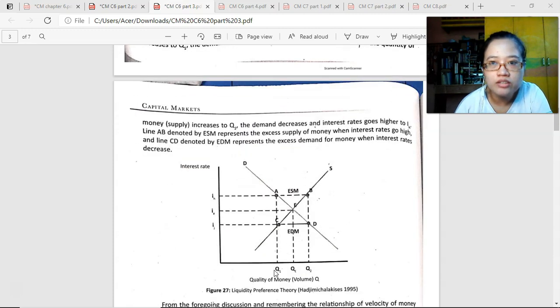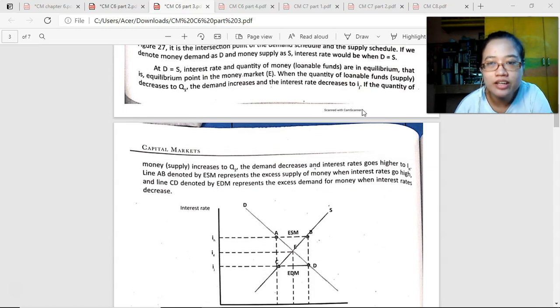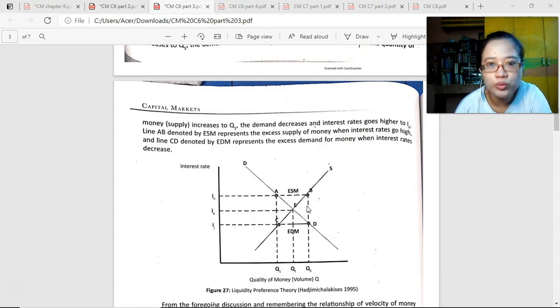Tapos yung quantity, if the quantity of money supply increases to Q2, dito naman, tumaas siya, Q2. Wait. If the quantity of money increases, ang money ay itong supply, to Q2, so ito, from equilibrium here to this point, B, ang quantity is at Q2, the demand decreases, and interest rate goes higher to IH. Okay, ito yung interest rate niya.